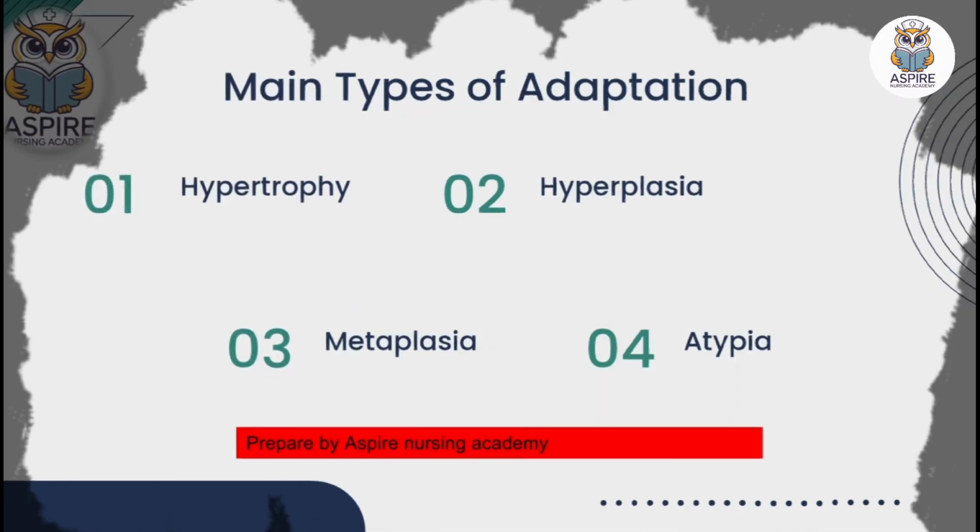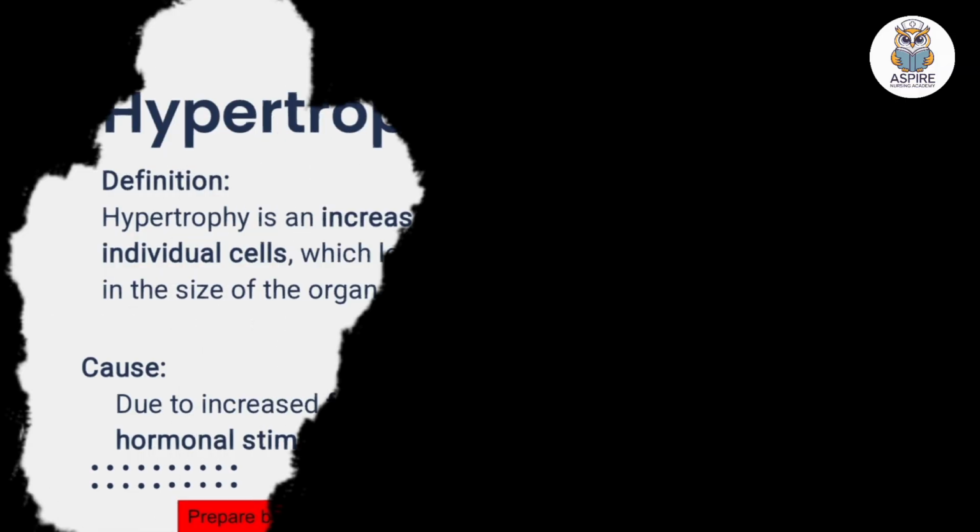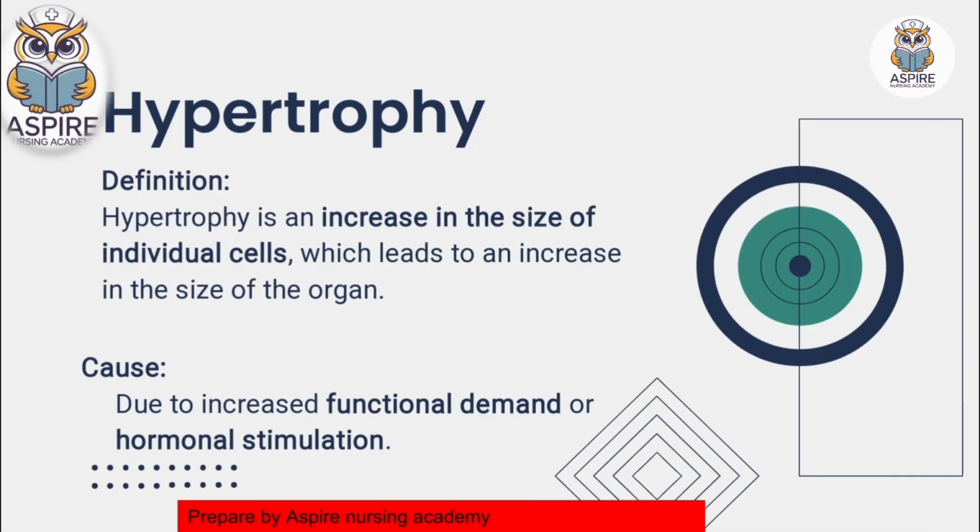Let's now go through the main types of adaptation. There are 4 key types every nurse and medical student should know: hypertrophy, hyperplasia, metaplasia, atypia. 1. Hypertrophy. Let's start with hypertrophy. It means the cell gets bigger, not more in number, just larger in size. Why? Because of increased workload or hormonal stimulation.